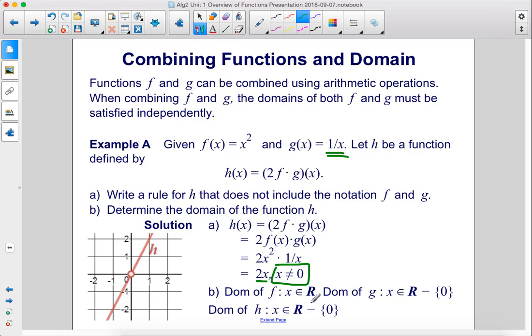The domain of f is all real numbers, but the domain of g is all real numbers not including 0, minus 0. Therefore, the domain of h is going to be all real numbers, but minus 0.